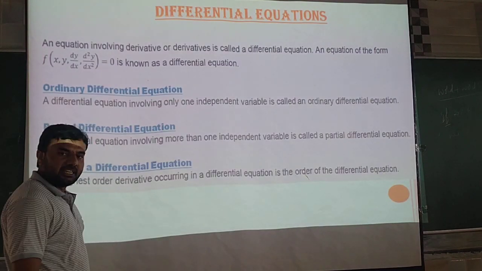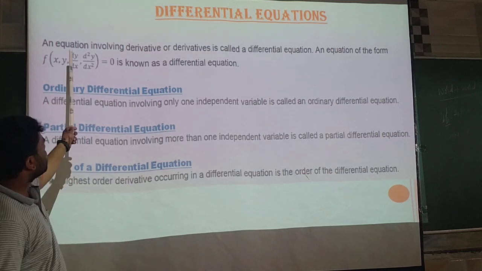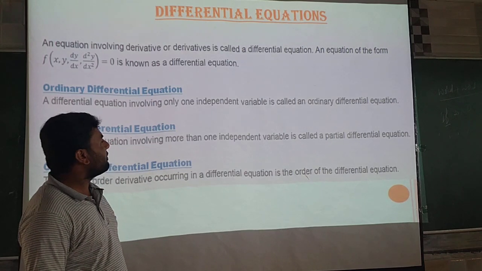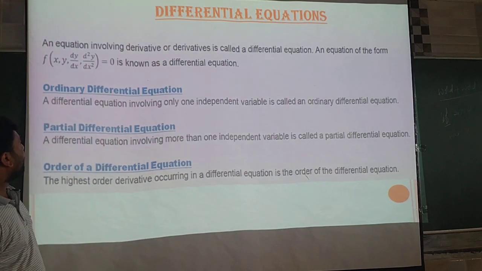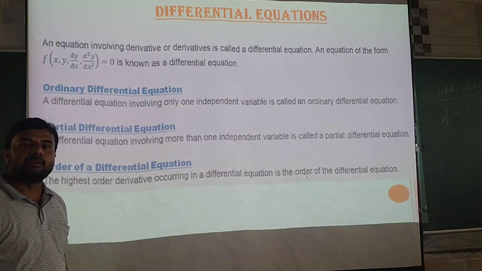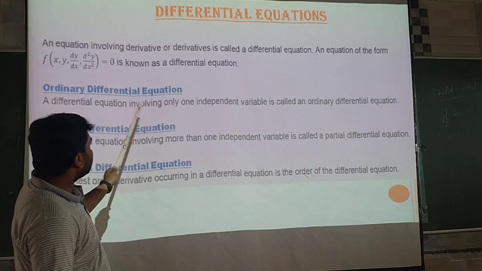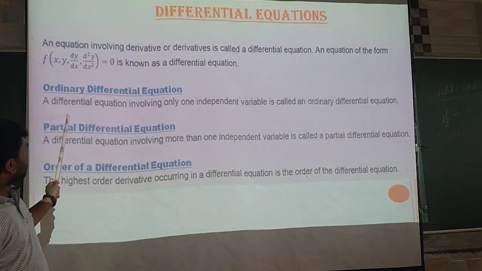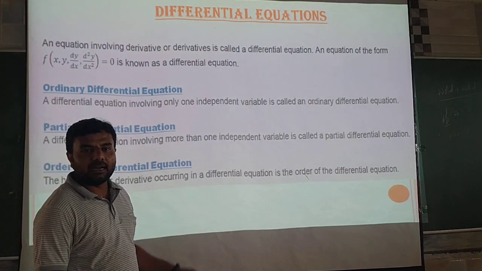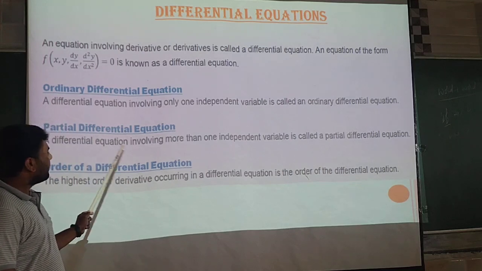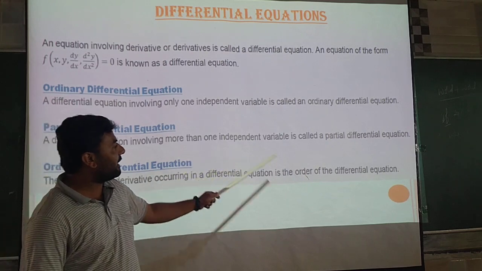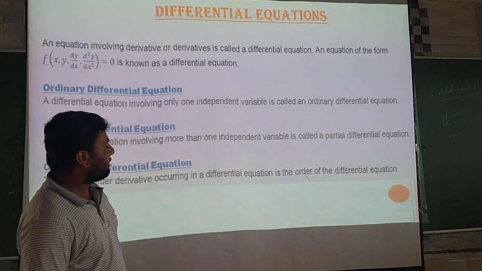Next, another definition of a differential equation: an equation involving derivatives is called a differential equation. An equation of the form f of x, y, dy by dx, d square y by dx square is equal to 0 is known as a differential equation. Ordinary differential equations: a differential equation involving only one independent variable is called an ordinary differential equation. Partial differential equations: a differential equation involving more than one independent variable is called a partial differential equation.